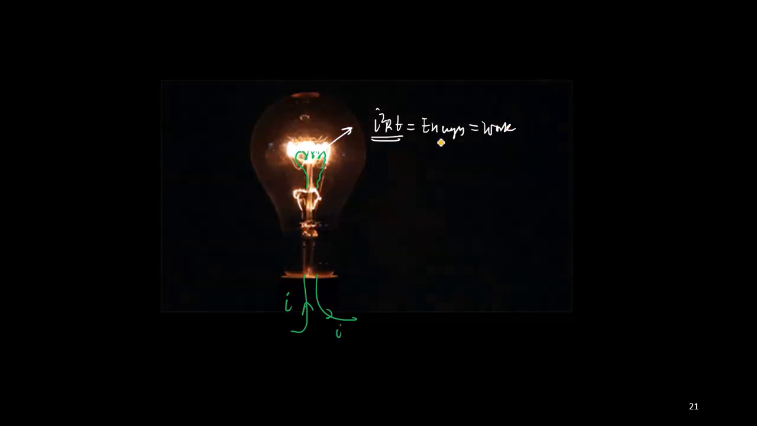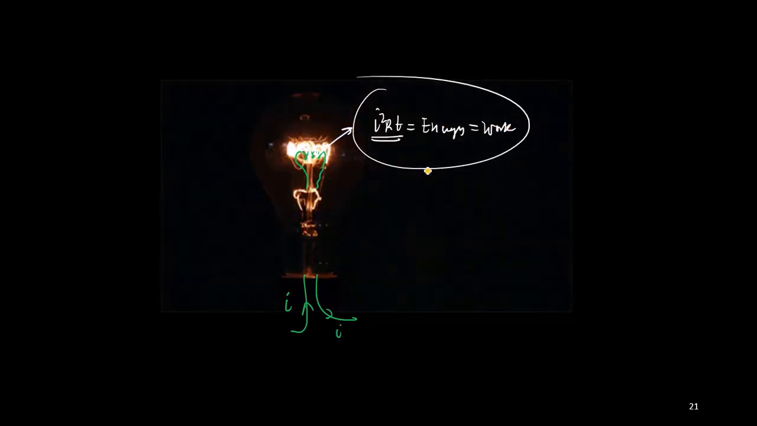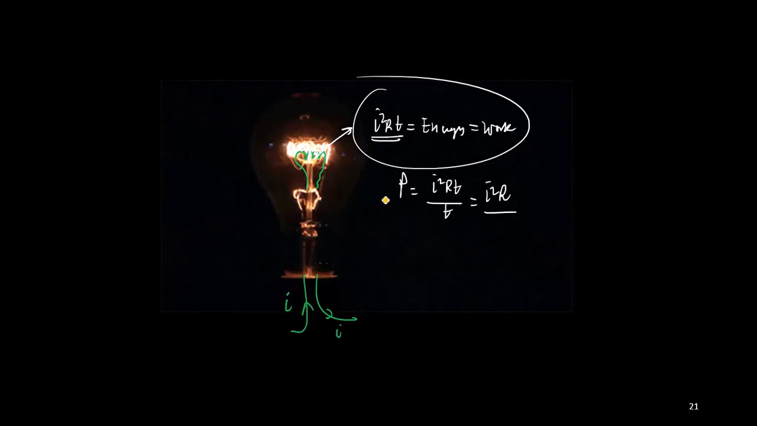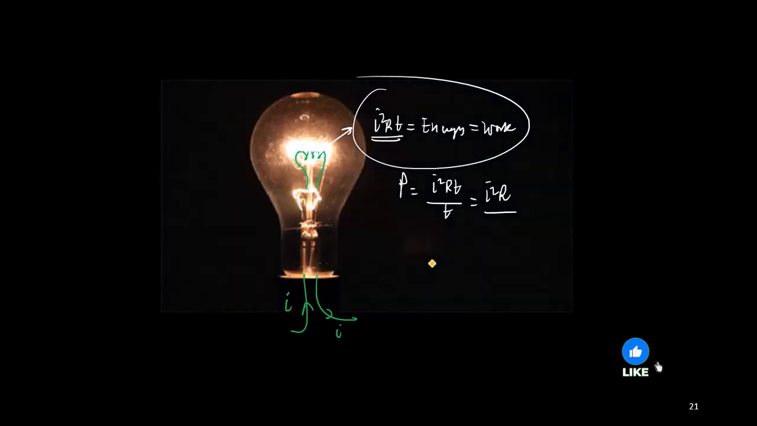Okay. So corresponding to the heat energy, now I want to calculate the power. So power is basically what? I square R into t divided by t. That means I square R. Okay. So that is the power rating of the bulb. That means I am supplying some kind of energy. What is the energy that I am supplying? That is the electrical energy.